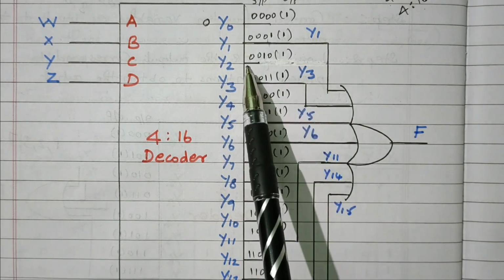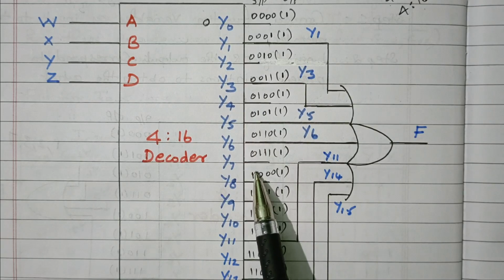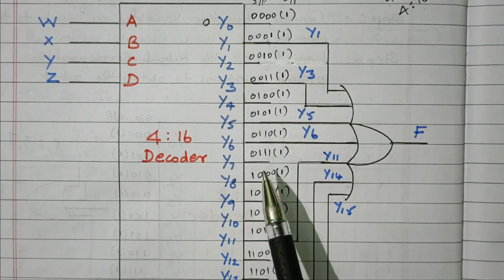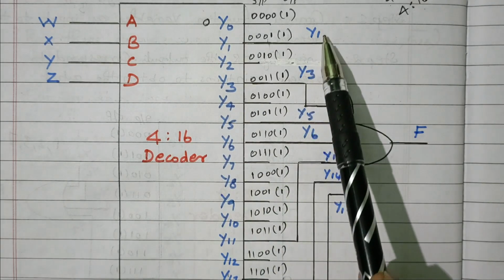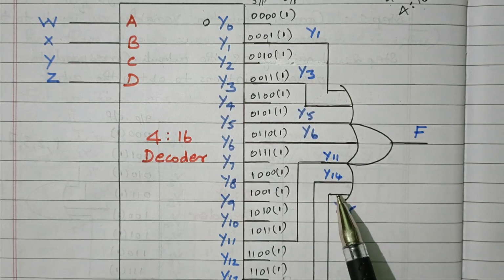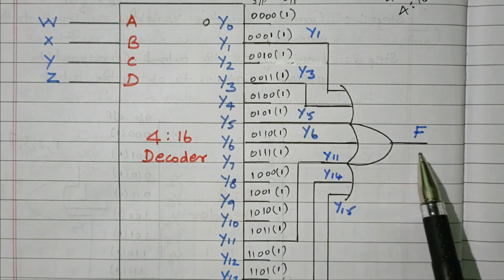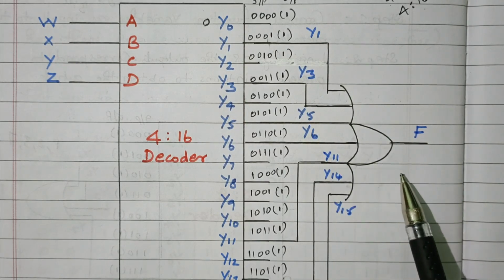This 0 is not connected, 2 not connected, 4, 7, 8, 9, 10, 12, 13 are not given in the minterms, so these outputs are not connected. Only the required 7 outputs are connected. So this OR gate will add all these 7 outputs and give the final Boolean function, right?